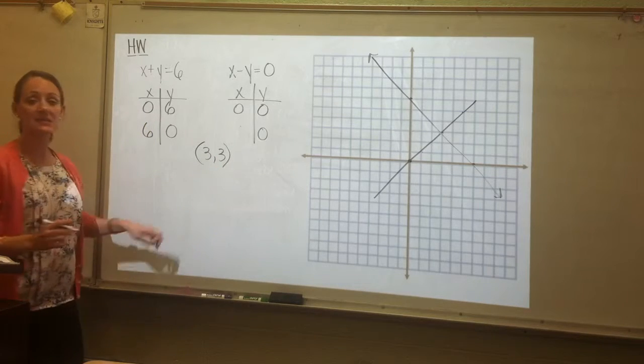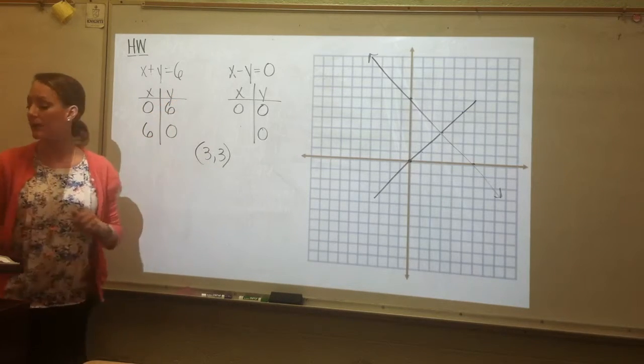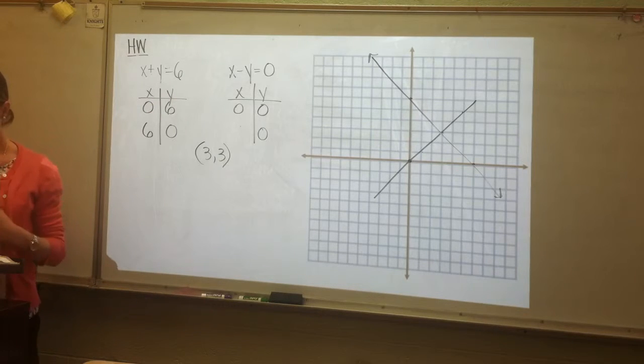I want you to test this intersection point, this solution, for both of these. Do it now. They work. Yes, they both work. 3 plus 3 equals 6. 3 minus 3 equals 0. Yes.